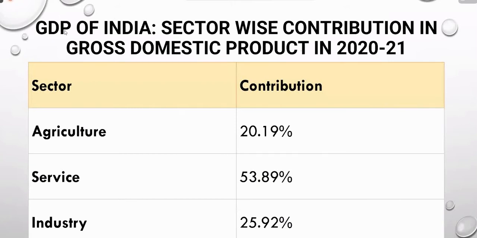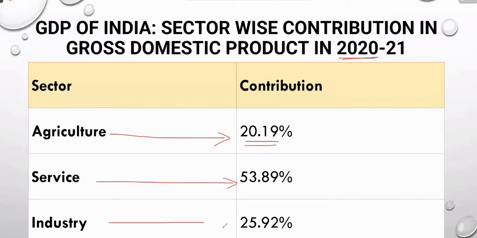See, you can see that I have given the current GDP of India, the contribution by each sector. There is no data released for the year 21-22 yet, so we have the data from 2021, which I have taken in this slide. Till you write the exam, if I get the data of 21-22, I'll share it in the group. Okay, so agriculture contributes 20.19%, the service industry contributes 53.89%, and industry contributes 25.92%.